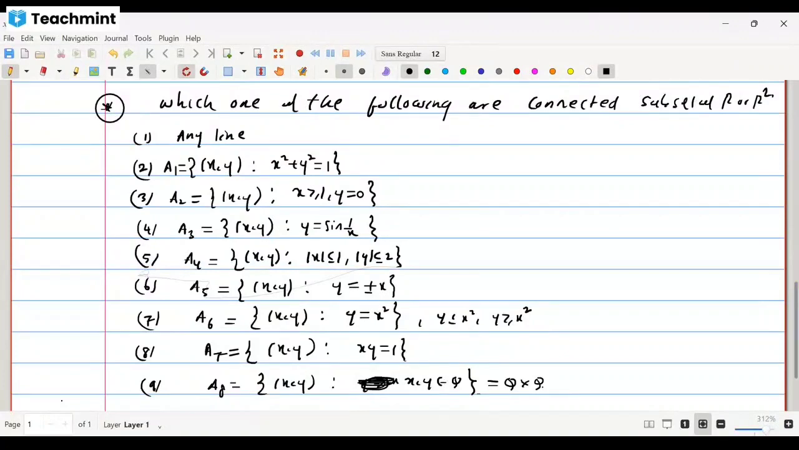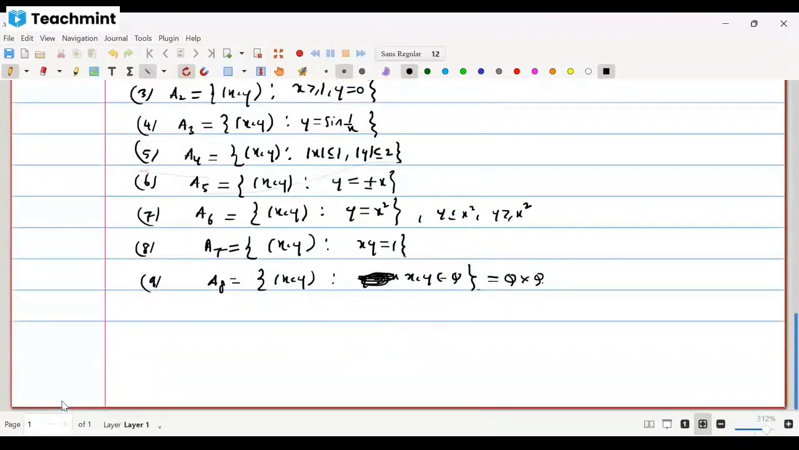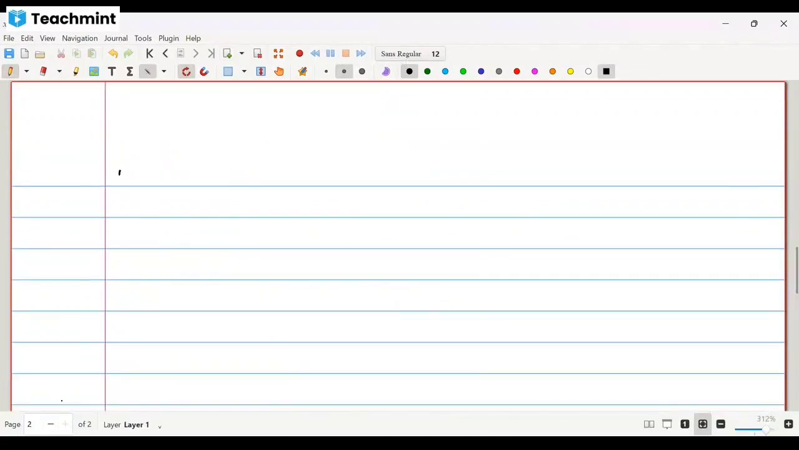A1 is connected. Any straight line is connected. Straight lines are of the form y is equal to mx plus c, or x is equal to a, that is x equal to a constant, right? Either y is equal to mx plus c or x is equal to a.